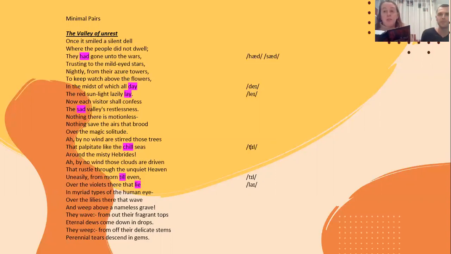Okay, so if we're going to explain minimal pairs in this text, we can mention some of them. The first minimal pair that we find is had and sad. The only difference is that one phoneme changes for another phoneme. Day is also a minimal pair with lay, and lay is at the same time a minimal pair with lie, only that the phonemes that change are different. And chill is a minimal pair with till. The ch phoneme changes for a t phoneme.